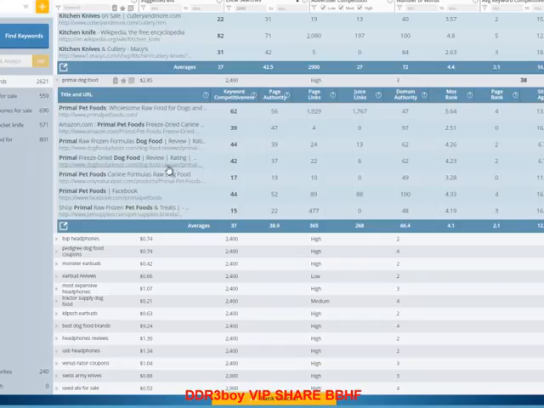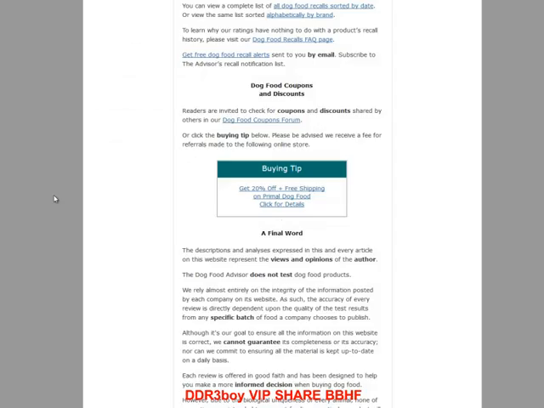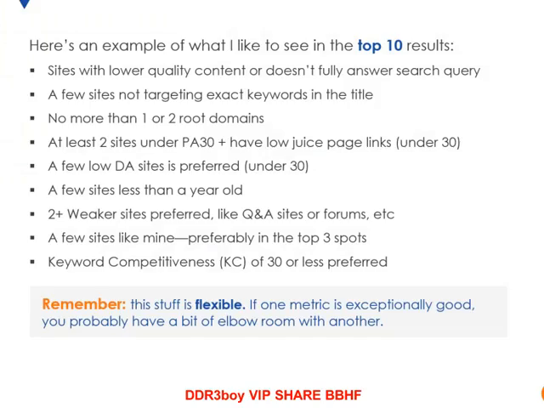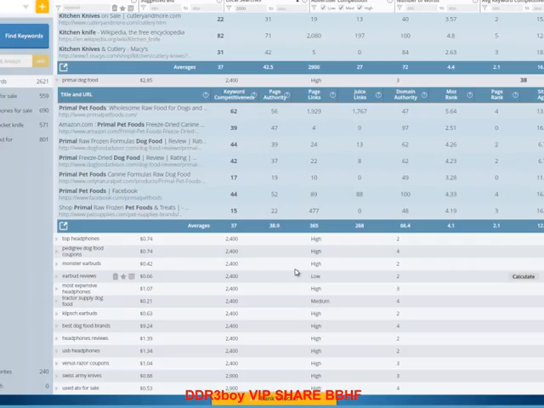However, it's very authoritative. It's been around 7 years. I wouldn't really call it a site like mine because it's not newer. However, it is an affiliate website. So you have that. Preferably in the top 3 sites. And then the final kicker is the keyword competitiveness of 30 or less. It's at 38. Overall, I would not target this keyword.